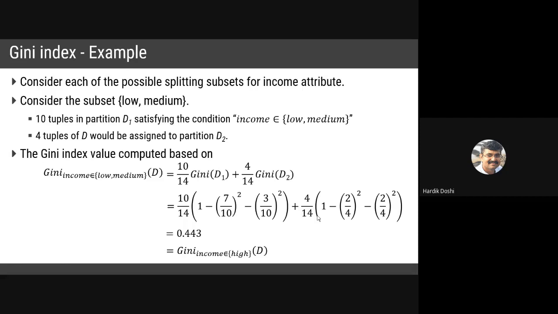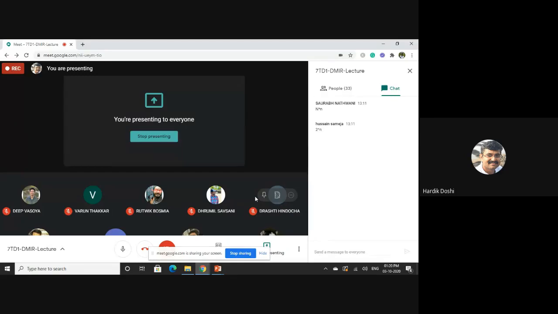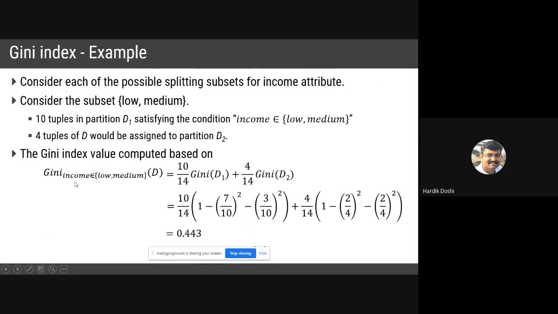Observe it very carefully. It will be more clear if I move further. Is it fine? So what happens over here? Please observe it carefully. Gini for income belongs to low medium will always be equal to Gini for income belongs to high, because it is another value other than this. So this is a binary split. We would be splitting based on low medium, and another branch would be high.